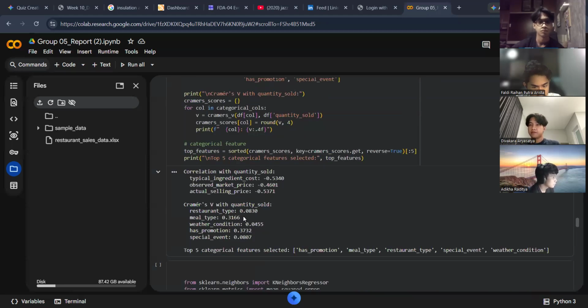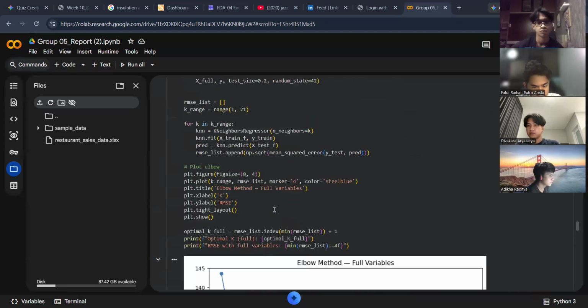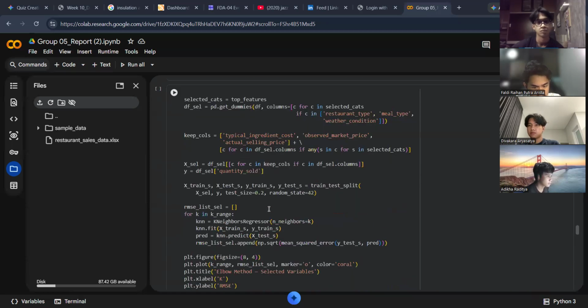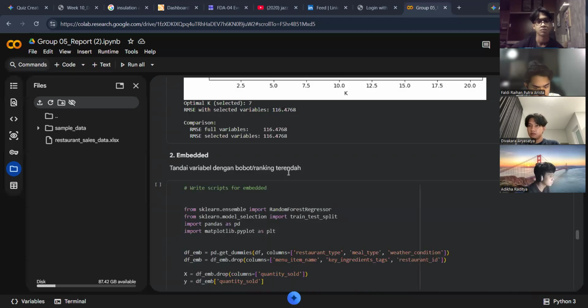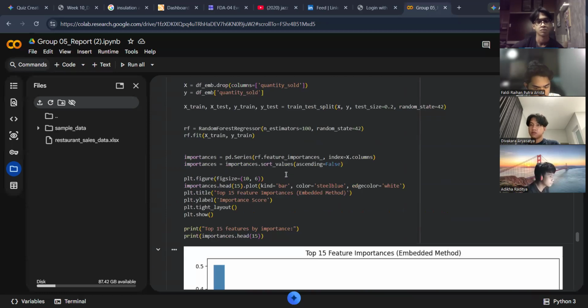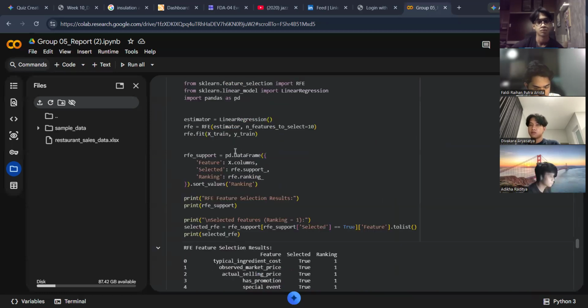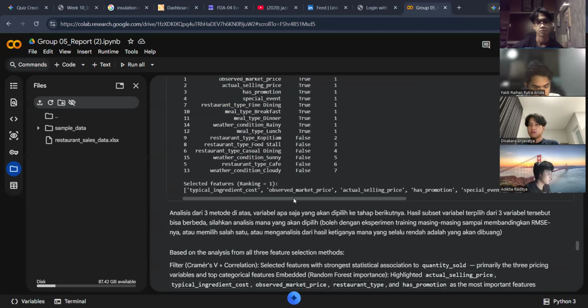The second method is the embedded method. We use feature importance from a random forest model. The top features are actual selling price, typical ingredient cost, observed market price, restaurant type, and has promotion. The third method is the wrapper method, which uses RFE, or recursive feature elimination, with linear regression. Then we select the top 10 features, predominantly the pricing variables and categorical dummy columns.